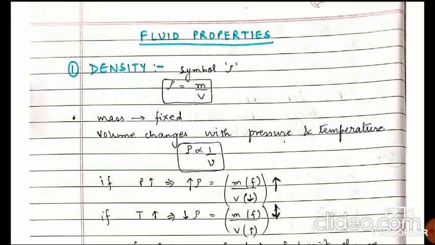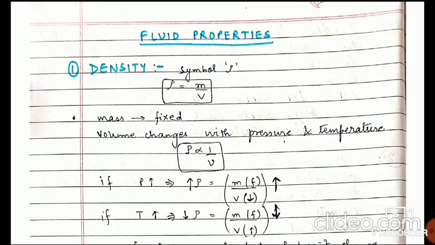Hello, my dear friends. Today we are going to study the chapter Fluid Properties, and in this, we are going to study three basic properties in detail, starting with the first property, which is the density of a fluid. It is represented by the symbol rho, and its formula is mass per unit volume.